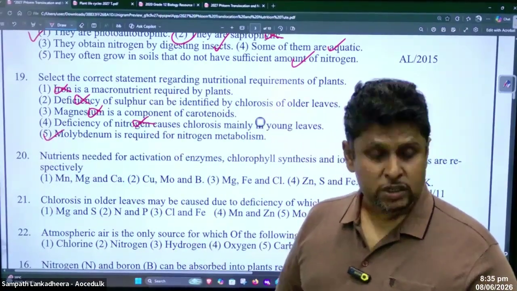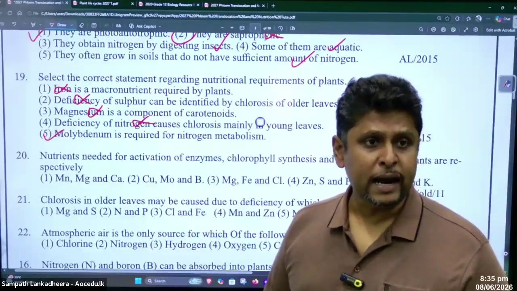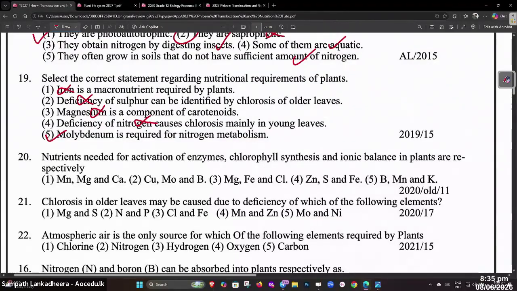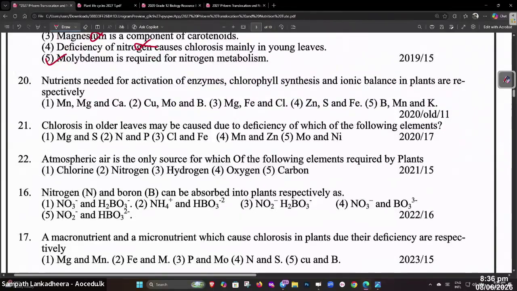Question number 20. Nutritional need for the activation of enzymes, chlorophyll synthesis and ionic balance. This is a 2020 A-level paper question, old syllabus anyway, keep in mind. Activator of enzymes, chlorophyll synthesis, ionic balance: we can think of magnesium. Third one, we can take as the answer.